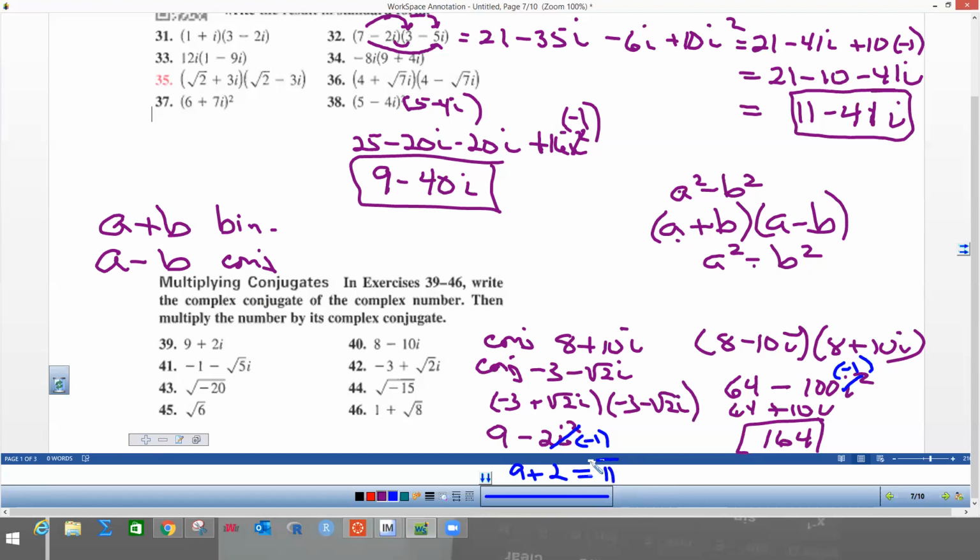This will be 11. So you can see the importance of multiplying by a conjugate. You get rid of the imaginary part. So that's what you're going to be doing on these.